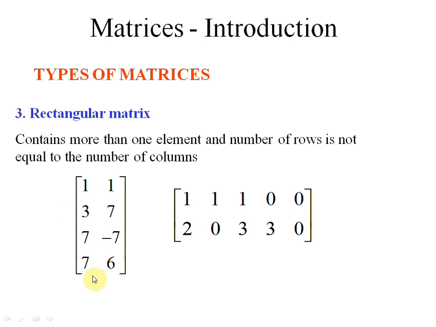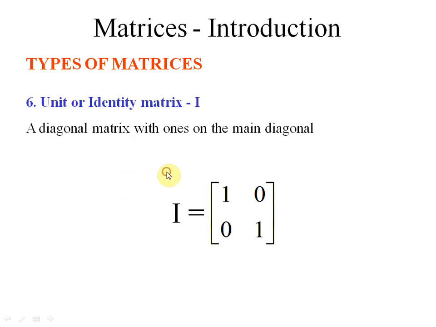A rectangular matrix is like a rectangle. You can see it in the first and second matrices. And if you ask what a square matrix is, in a square matrix the number on each side is equal, so the number of rows is equal to the number of columns.